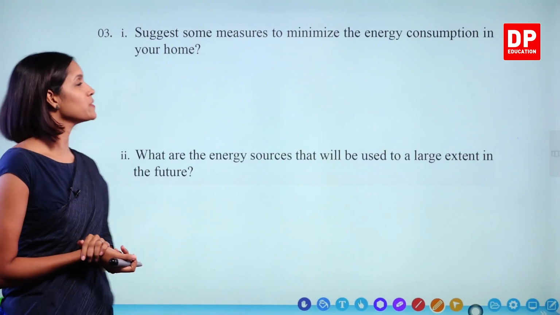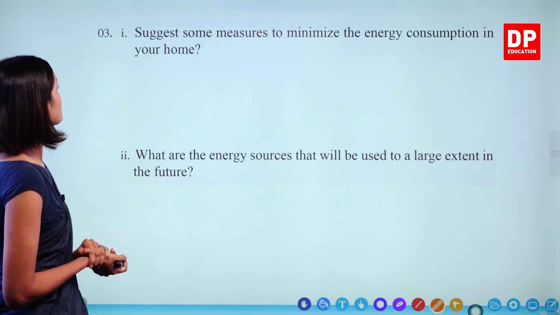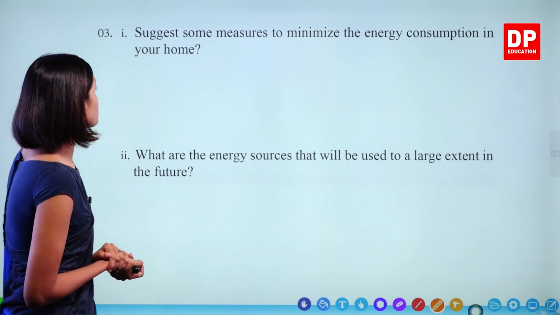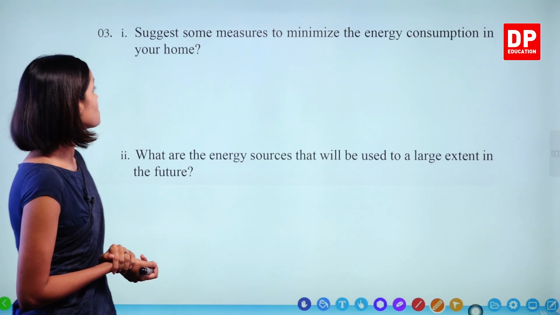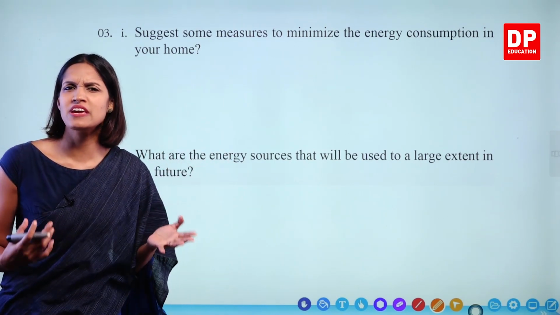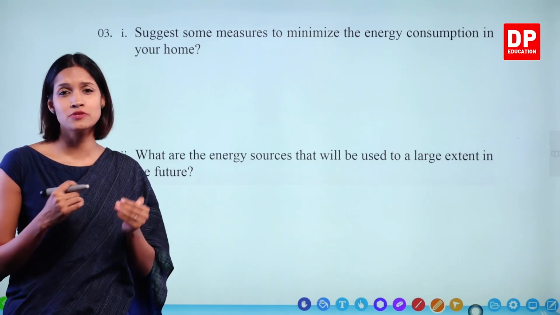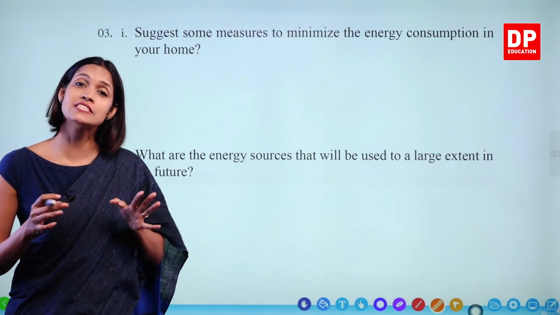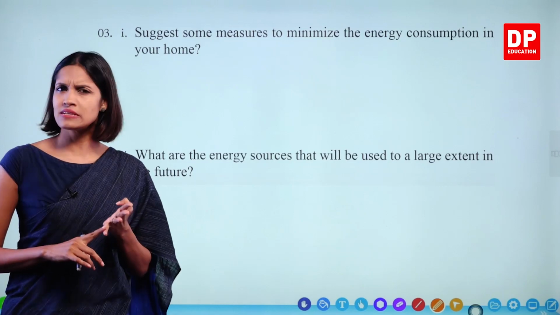Right. Question number 3, part 1. Suggest some measures to minimize the energy consumption in your home. So we already discussed this as well. What are the ways that you can minimize the consumption of energy and thereby you can save energy? What are the methods, children?